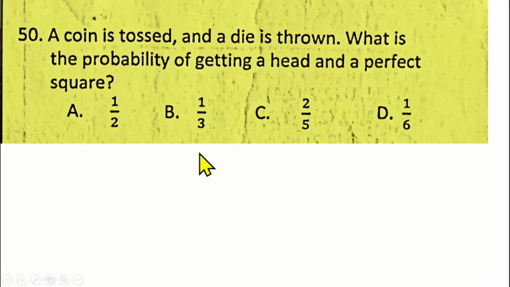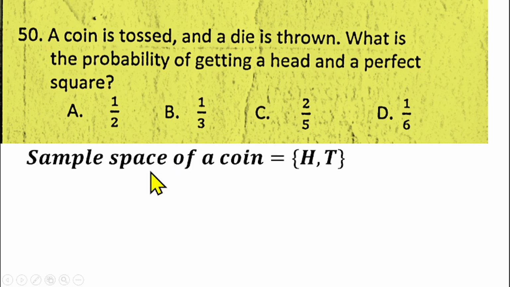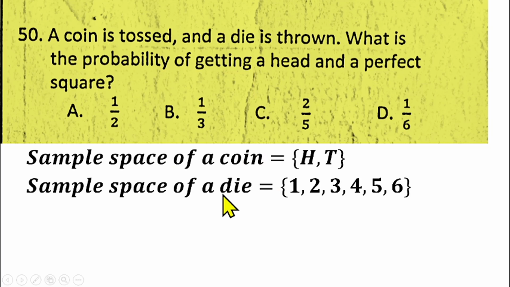Question number 50, which is the last question for the objective, is also from probability. A coin is tossed and a die is thrown. What's the probability of getting a head and a perfect square? So the sample space for a coin is head, tail, and the sample space for throwing a die is 1 to 6. Then the probability of a head is 1 over 2, and means times. So "and" means you need to multiply them.